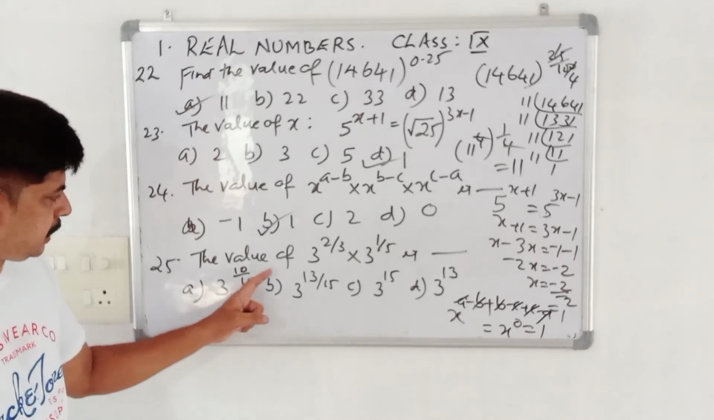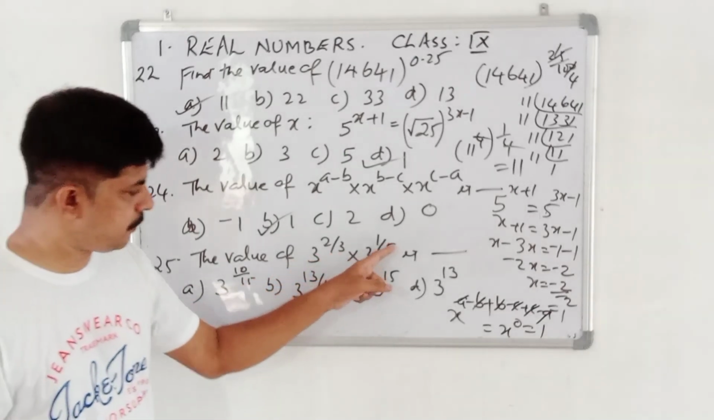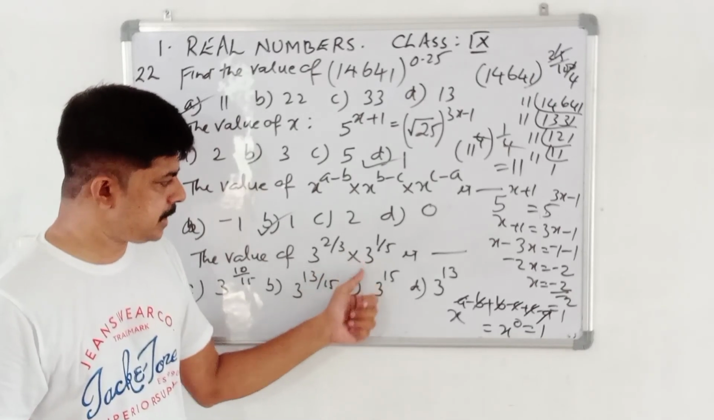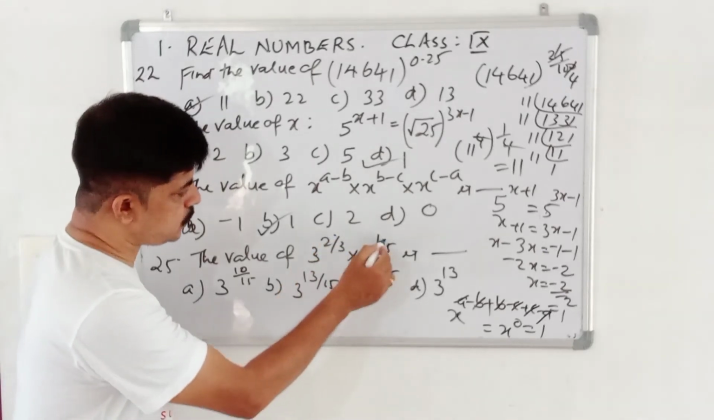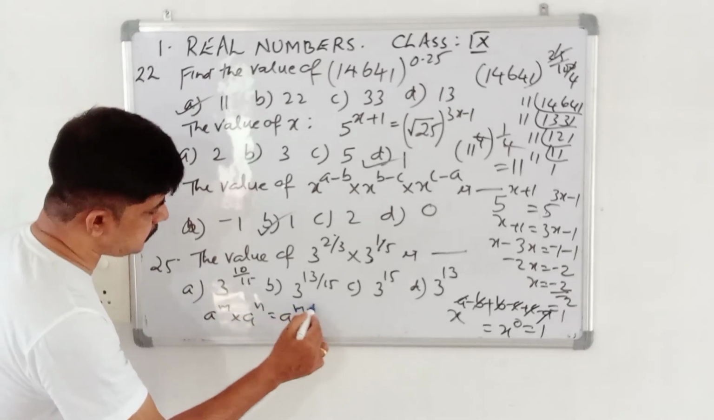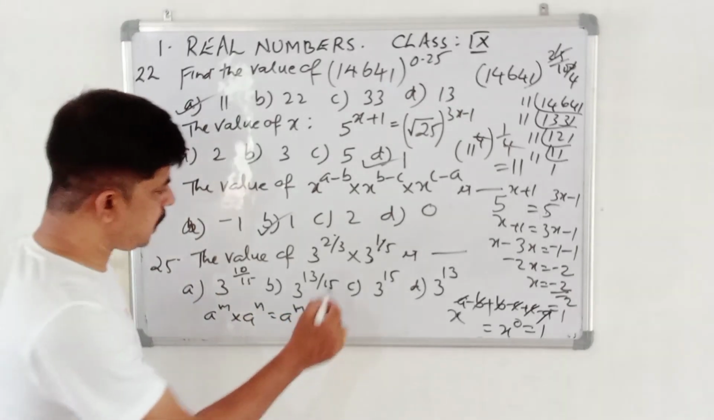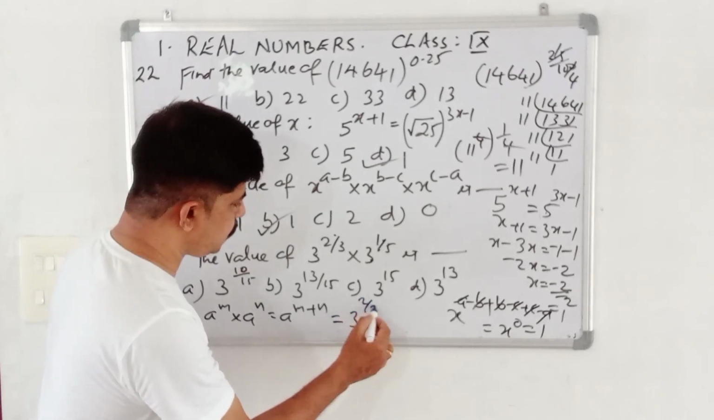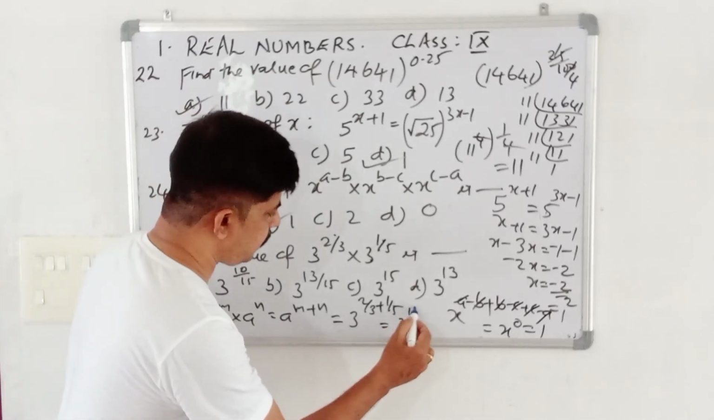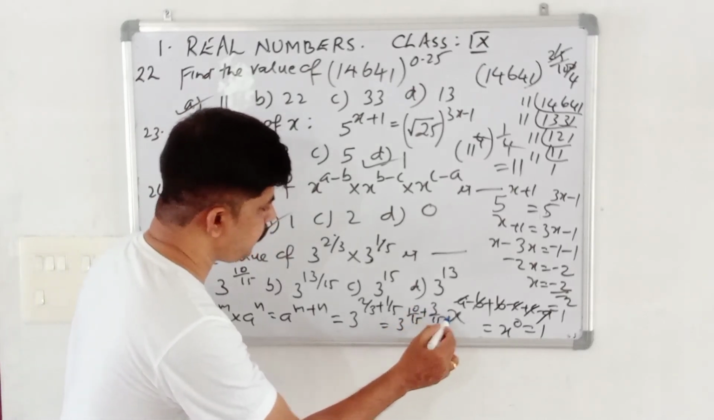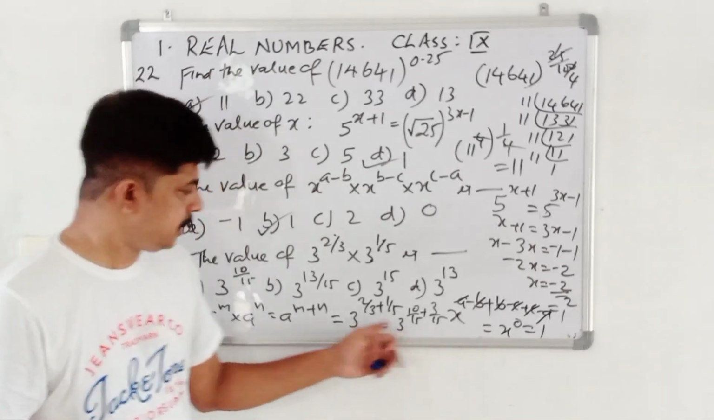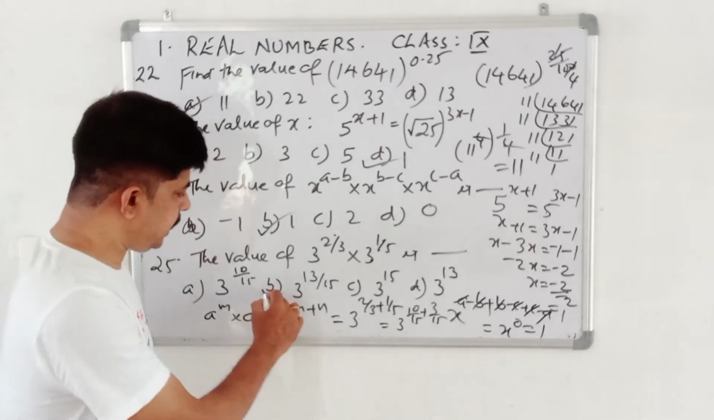Okay. Finally we have the value of 3 raised to 2 by 3 into 3 raised to 1 by 5. Here we have powers with the same base. Same base means we have the rule: what is a raised to m into a raised to n? We have a raised to m plus n. Same way we have 3 raised to 2 by 3 plus 1 by 5. Now taking the LCM, 3 raised to 10 by 15 plus 3 by 15. Our answer will be 3 raised to 13 by 15. Therefore option B is the right answer.